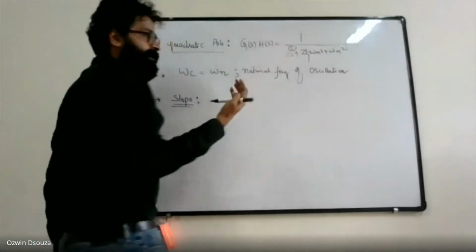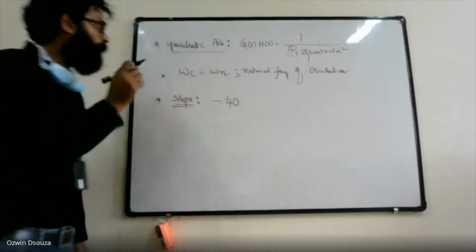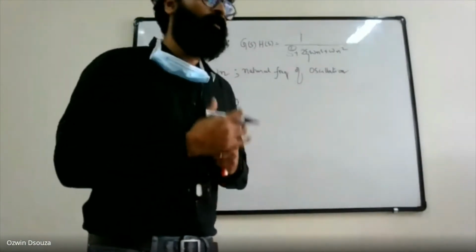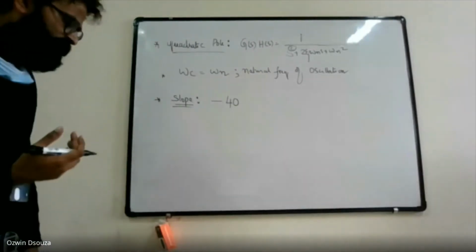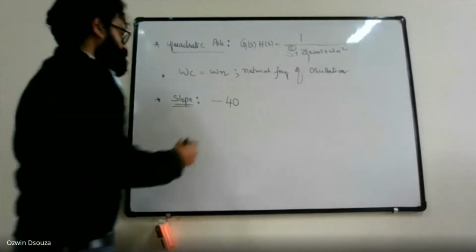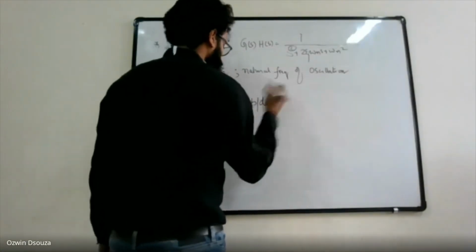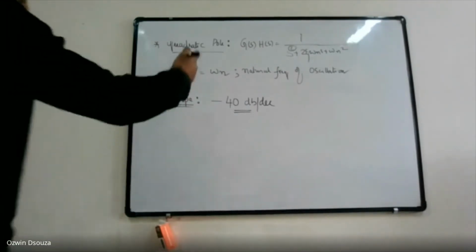Since the power is 2, it is always 20 into 2, so it is 40. So your quadratic factor gives plus or minus 40 slope. Plus for a zero and minus for a pole. So the slope is minus 40 decibel per decade. Minus 40 decibel per decade. All right.